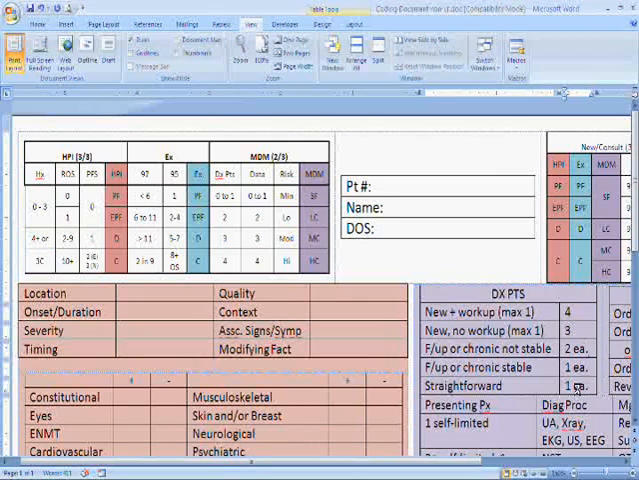A new plus workup, again, you're limited to 1. The same definitions hold. It's just that you'll see a reference to referrals or labs or imaging or things like that. And that is worth 4 points.